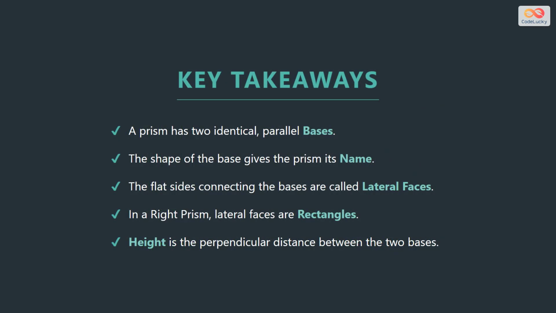Let's summarize what we have learned. A prism has two identical, parallel bases. The shape of these bases determines the prism's name. The sides connecting the bases are called lateral faces, and in a right prism, they are rectangular. Finally, the height is the distance between the two bases.